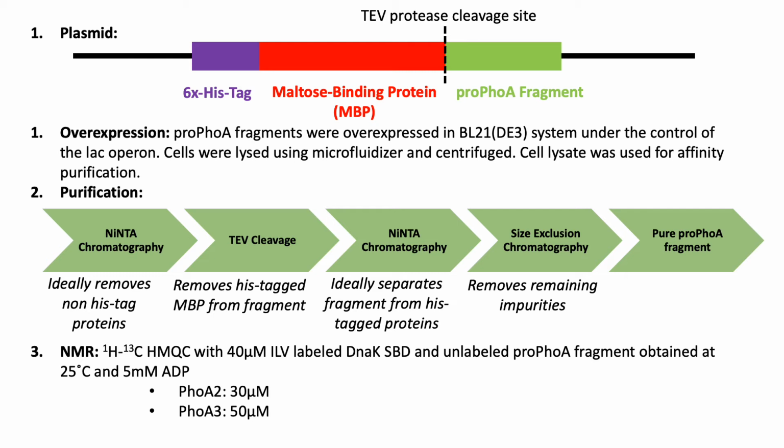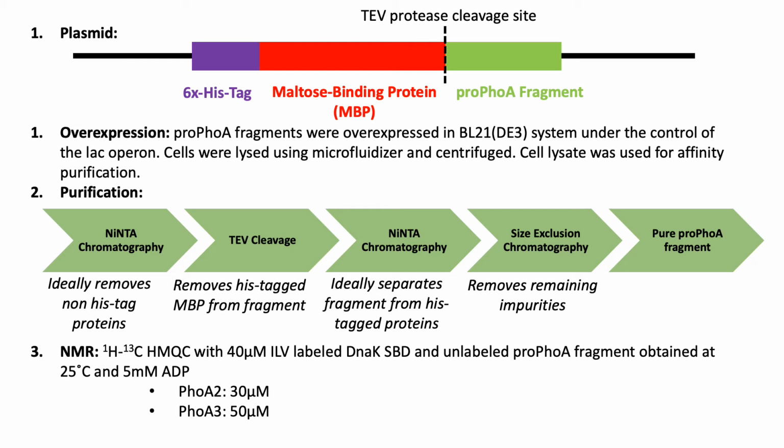This construct was overexpressed in BL21 cells and purified using nickel immobilized affinity chromatography. This step separates the MBP fragment fusion from the rest of the cell lysate. A TEV cleavage follows this step, and then we take advantage of the His tag again to separate MBP, TEV protease, which is also His tagged, and any remaining uncleaved fusion protein to obtain pure fragment. I usually follow this with gel filtration to remove any remaining impurities.